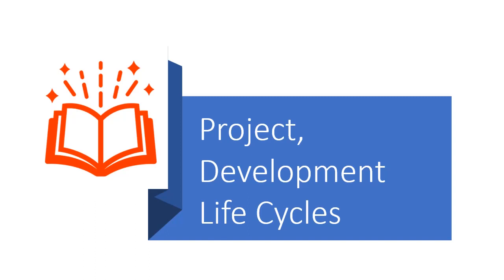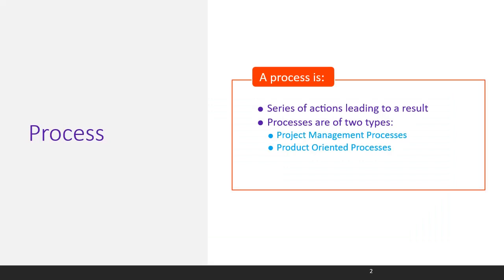There are a few concepts we need to understand before getting deep into life cycles. First, we need to discuss process. A process is a series of actions leading to a result. In a project, we divide the processes into two types. 1. Project management processes. For example, description and organization of project work. 2. Product-oriented processes. It is the actual work required to complete the deliverable.